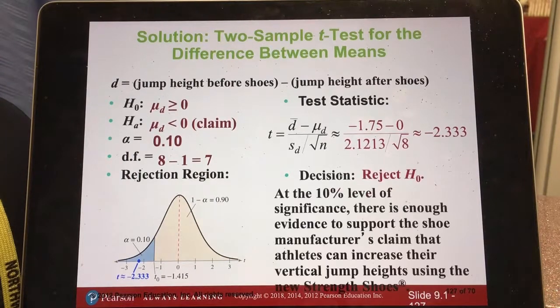So we put the next one down here at the 10% significance level. There is enough evidence to support the shoe manufacturer's claim that athletes can increase their vertical jump heights using the new strength shoes. So that's pretty cool.